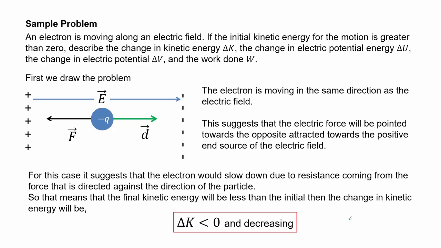We see that the electron is moving in the same direction as the electric field. This suggests that the electric force will be pointed in the opposite direction, attracted towards the positive end source of the electric field. For this case it suggests that the electron would slow down due to resistance coming from the force that is directed against the direction of the particle. So that means that the final kinetic energy will be less than the initial, then the change in kinetic energy will be less than zero and it is decreasing.